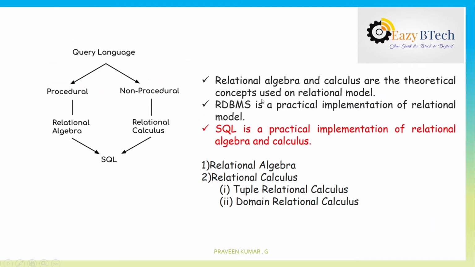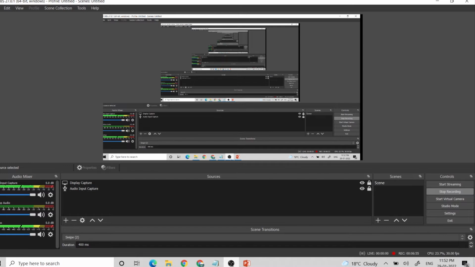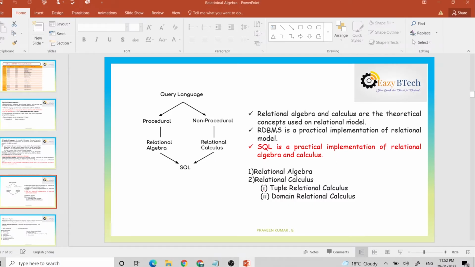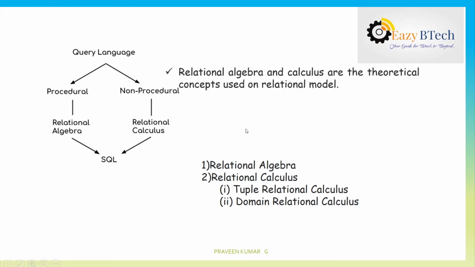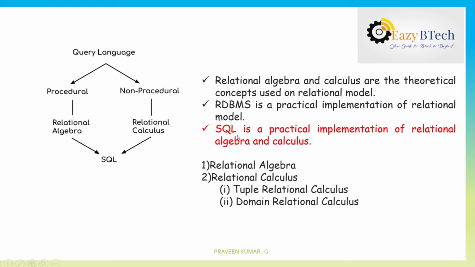I think you have one doubt, sir: why are we going through all this theory? What is the need for relational algebra and relational calculus? Both are theory concepts, but if you want to generate SQL, we have to know about them. An RDBMS is a practical implementation of the relational model. The relational database management system is implemented using relational algebra and relational calculus. If you want to generate a query, you must know relational algebra and relational calculus.